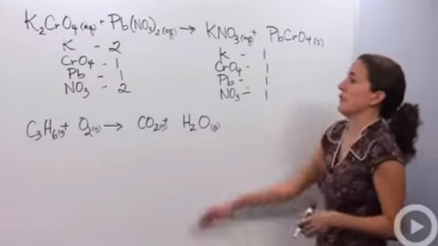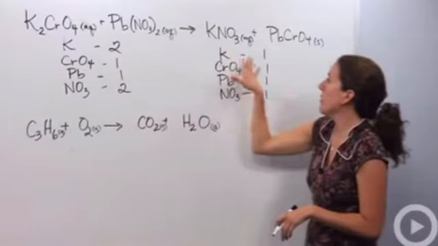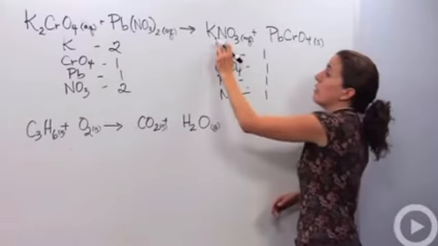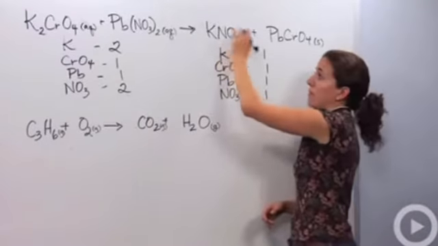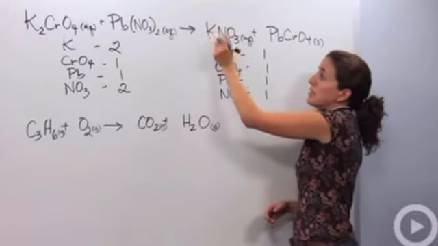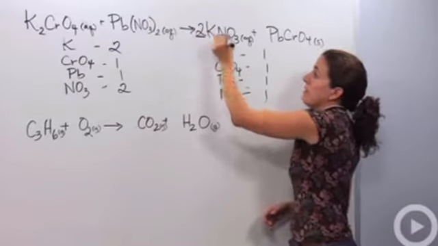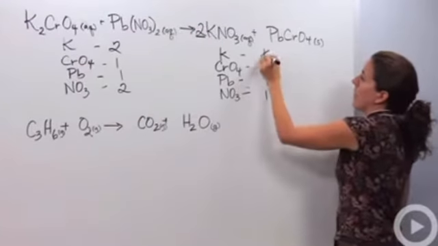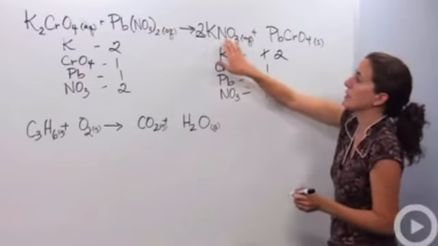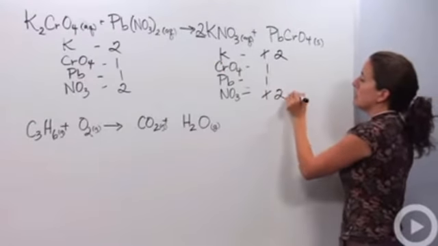Okay, so let's deal with the first one first. Potassium, we have 2 over here. We have 1 over here. I do not want to put a 2 within the compound itself. I do not want to change this at all. I want to put it in front. So I'm going to make that 2. So I'm going to have now 2 potassiums over here, but that also changes my nitrates to 2.